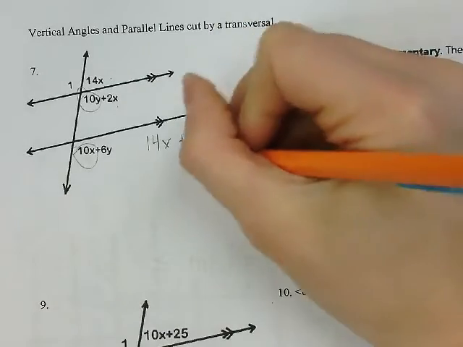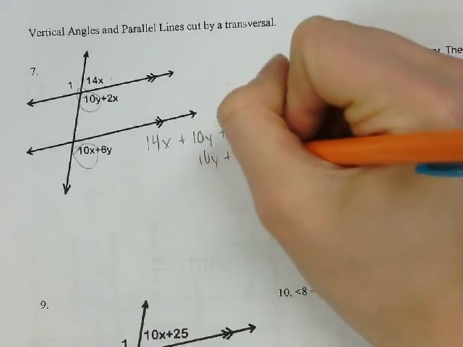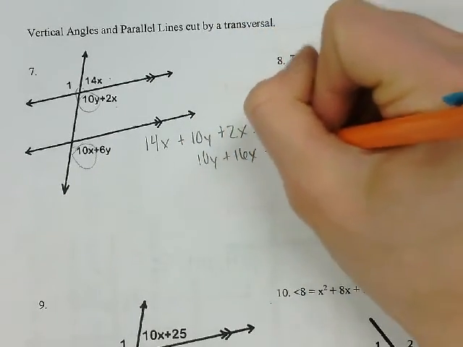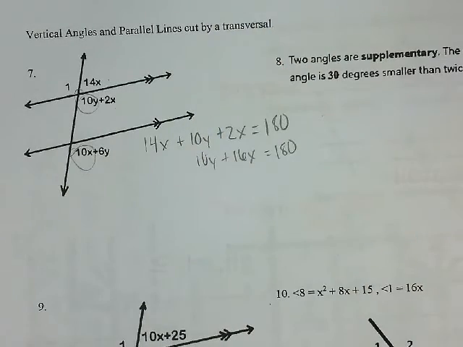So then you would have 10y plus 16x equals 180. How did I do this problem? Oh, maybe this might work. Let's see.